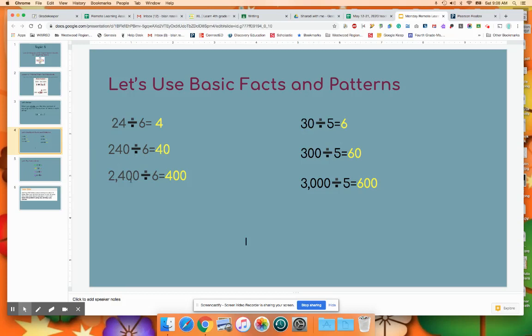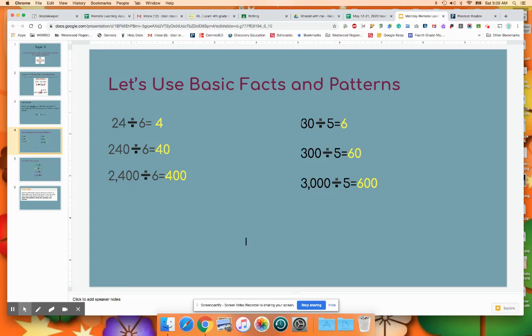Same thing, now I have 2 more zeros. I have 2,400 divided by 6. The basic fact is 24 divided by 6, so I have that number, and then 2 zeros. You can also see that there's a pattern, right? Every time I'm going up by 10 or 100 or 1,000, okay?